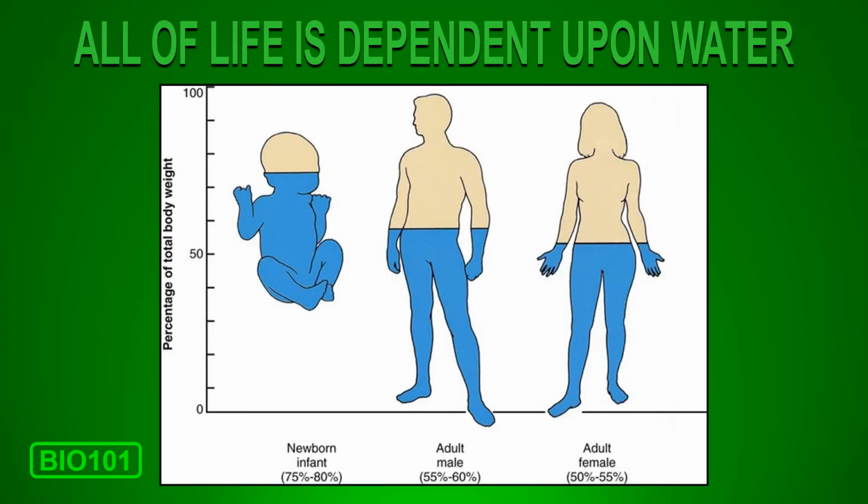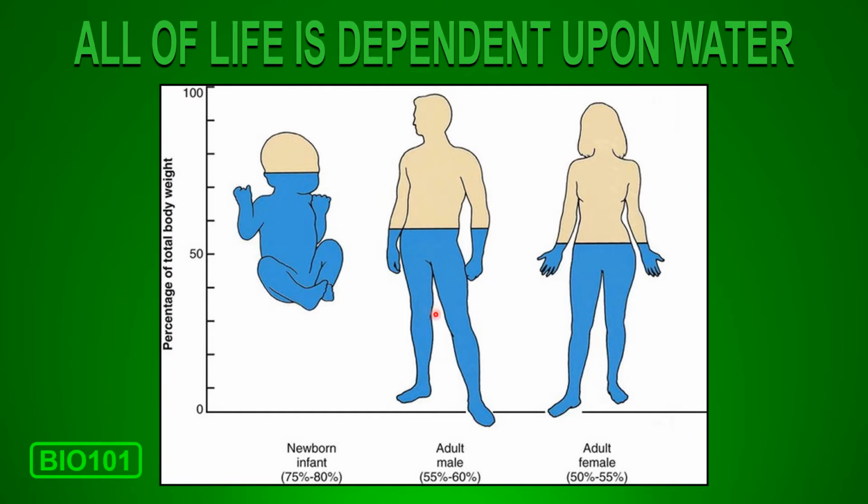Okay, so we want to talk about water now, and this little illustration simply shows you how important water is to living systems, to organic systems. Now here we see humans, and you can compare the two. Look at the baby here, a newborn infant: 75 to 80% of the weight of that infant is water weight, 75 to 80%.